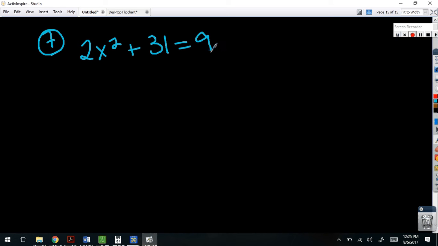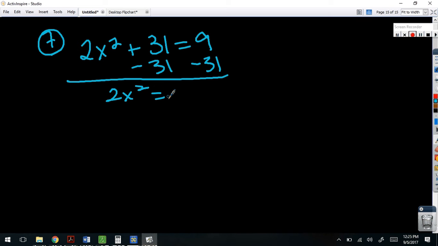All right, this is number 7 on page 45. 2x squared plus 31 equals 9. What do I do first? Subtract 31. 2x squared equals, what's 9 minus 31? Negative 22.